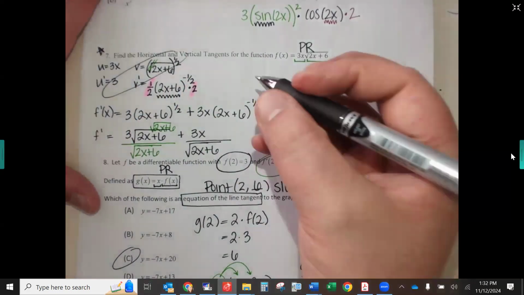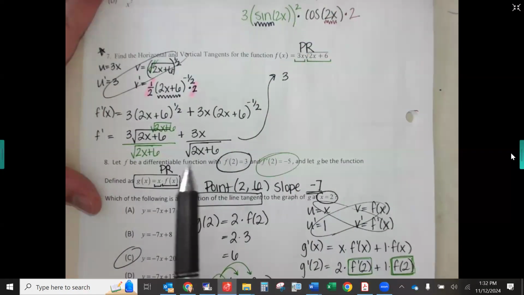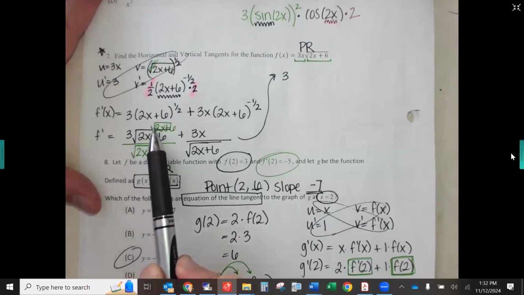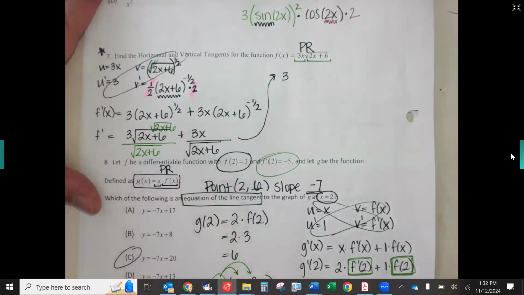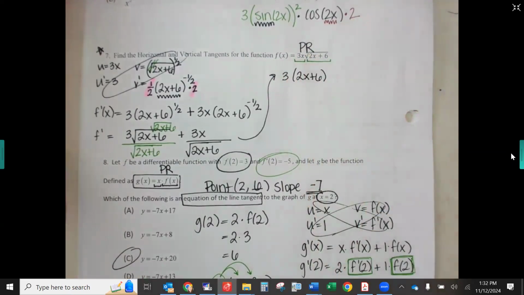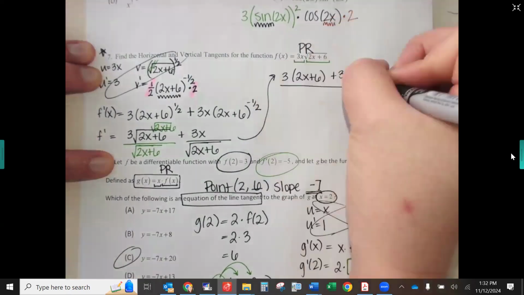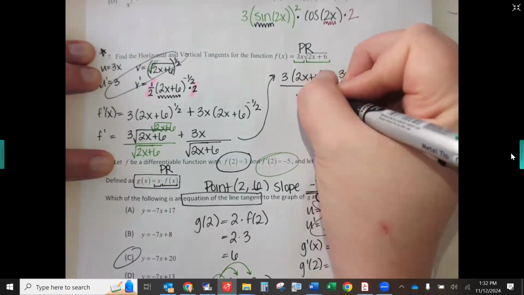So here's what we have so far. 3, now question, if you do a root 2x plus 6 times another root 2x plus 6, what are you going to get? 2x plus 6. Here's why, in case you don't understand. You're doing a square root times its own self, then it becomes the square root squared, and they eliminate each other. So my 3 times root 2x plus 6 times root 2x plus 6 becomes a regular 2x plus 6, plus 3x over root 2x plus 6.